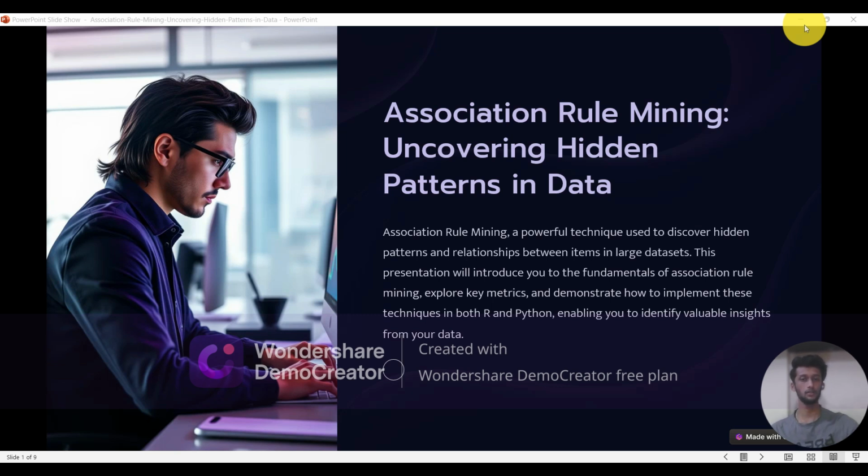Next is the FP growth algorithm. The FP growth algorithm is an efficient alternative to Apriori. It uses a divide and conquer strategy to mine frequent item sets without generating candidate item sets explicitly. It constructs a frequent pattern tree, the FP tree, which compresses the dataset and allows frequent item sets to be mined directly from the tree, making it faster than Apriori for large datasets.